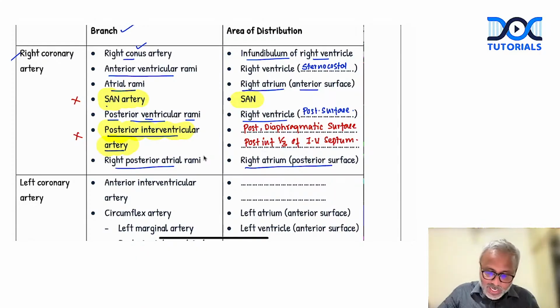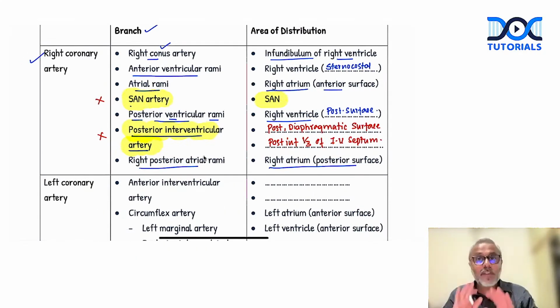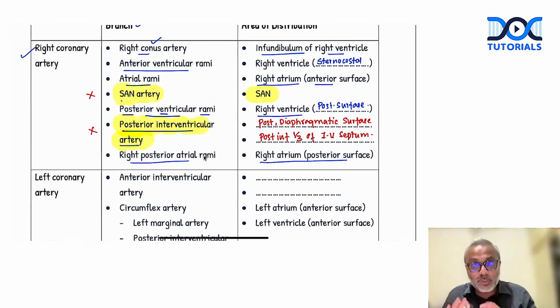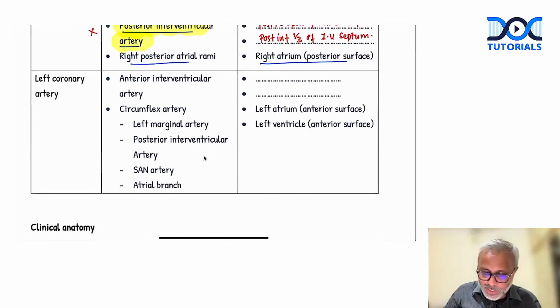Done. As I said, this is a must. We must know the name of the branch and the area that it supplies. And if you know this table, nothing like it. Done. Now let's move on to the left coronary artery. Left coronary artery gives off two major branches.